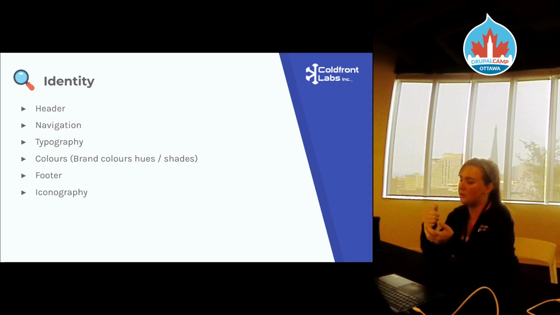So the first category is your identity. So your identity will have your header, your navigation sections. Navigation can be seen also in components, but if there's specific branding that you want to add to your navigation, it's always good to add it in the identity phase. So all your typography, figuring out what kind of type you are going to have, because that plays a huge part as well of how your content is going to be showcased.